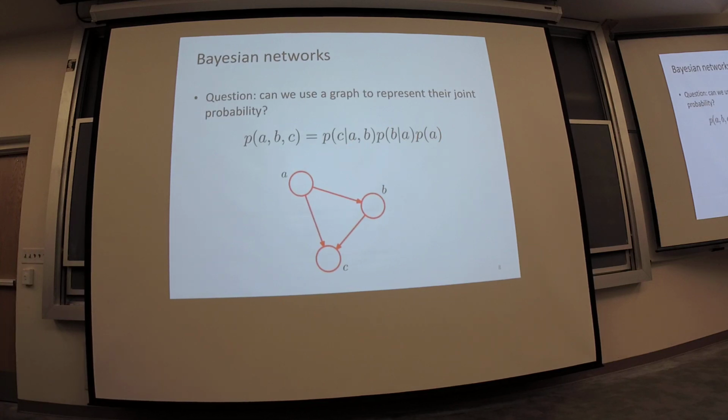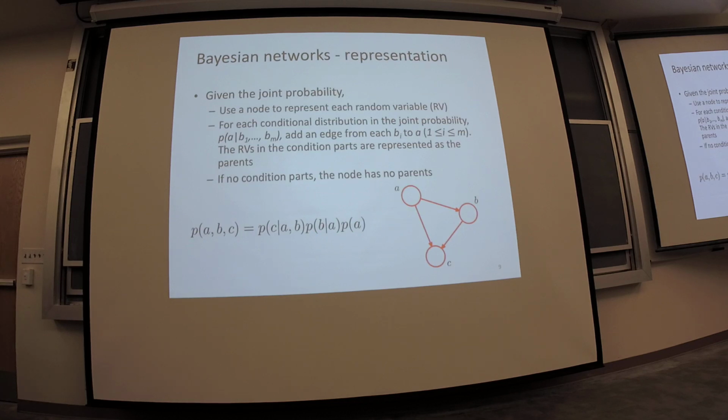Here's just a nicer looking figure for this. So here's the common rule to draw your Bayesian network for any probabilistic model. Basically, given the joint probability of your model, you consider you have n random variables, then for each random variable, we represent it as one graph node or vertex.